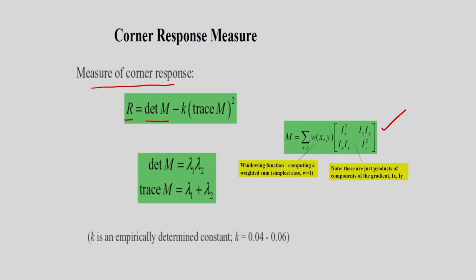So, what is the determinant of M? The determinant of M is lambda 1 into lambda 2, and what is the trace of M? The trace of M is lambda 1 plus lambda 2. The value of K is empirically determined, it lies between 0.04 and 0.06, and based on this corner response measure, that is R, I can detect the corner points.